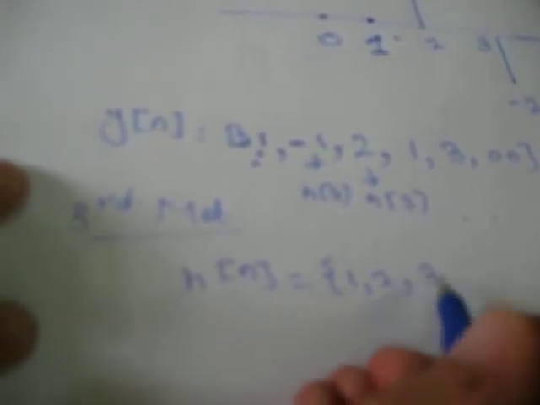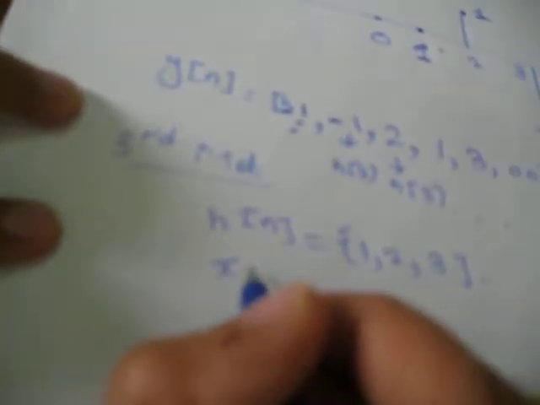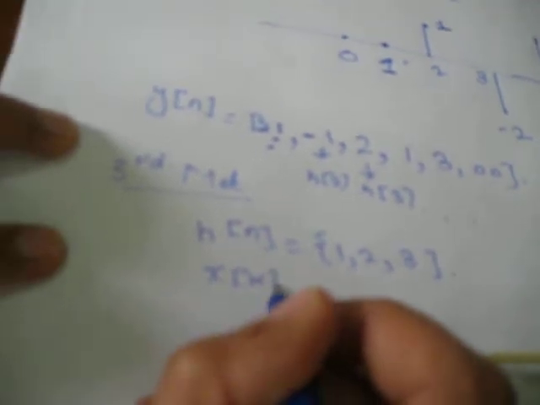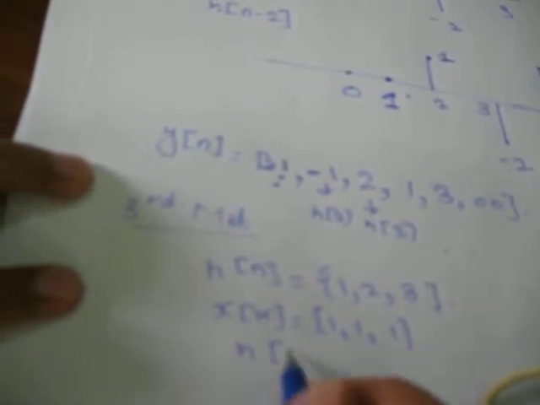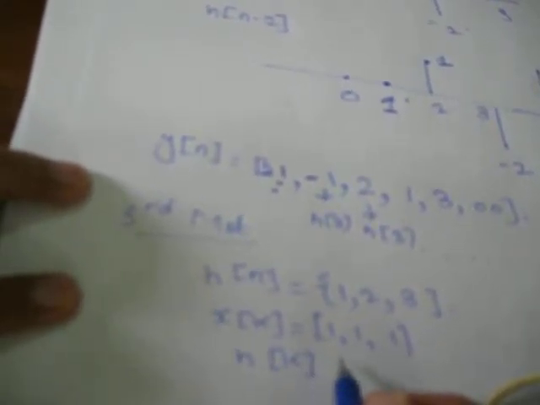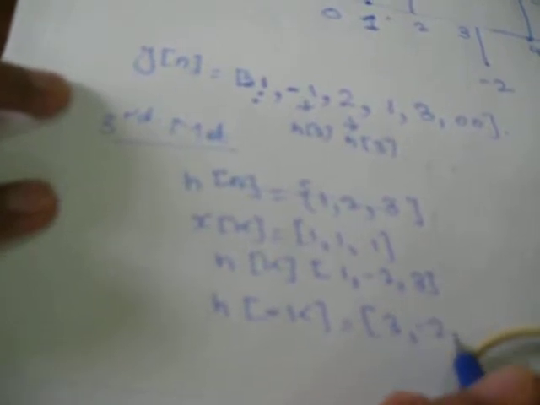Here we take x of k to be 1, 1, 1, and h of k to be 1, minus 2, 3. Now when we take h of minus k, we will get 3, minus 2, 1, which is the flipped version of h of k.